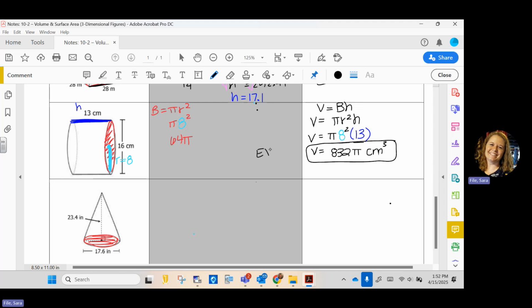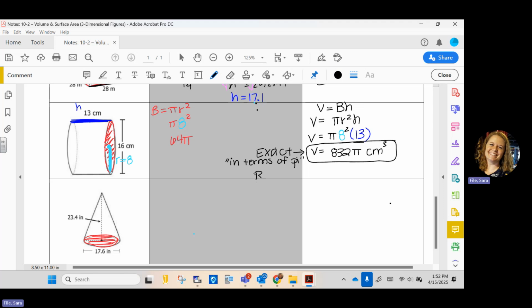This is what we call the exact value. You leave pi in the answer. Okay, if it says in terms of pi, that means leave the pi symbol there.